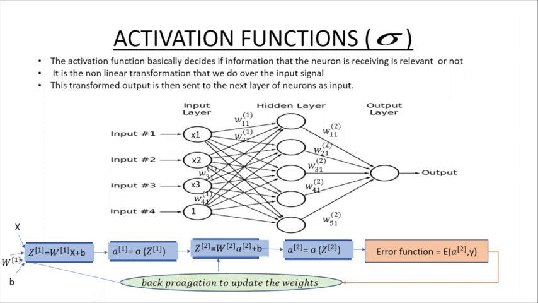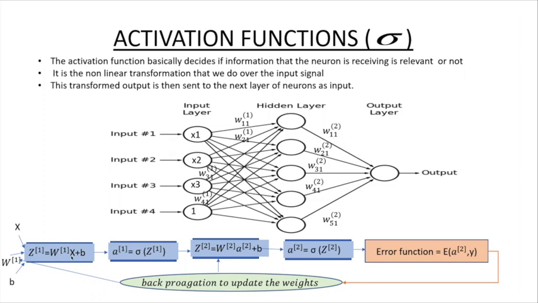Hello, in this session I would cover the choice of activation functions. So let's briefly recap what we already understand about activation functions. This is a typical neural network where x is an n-dimensional input vector and w are the weight matrices.